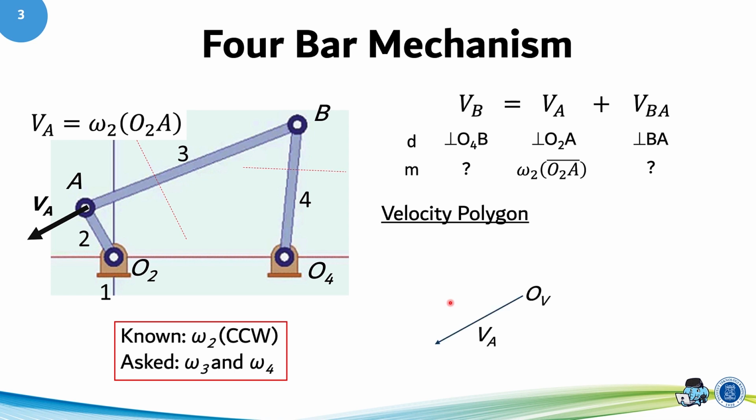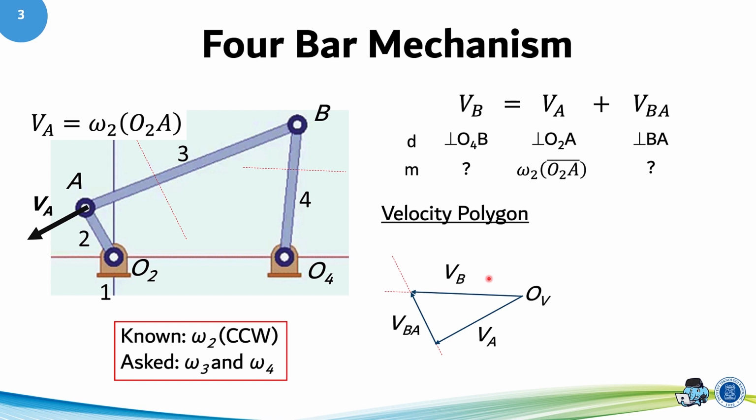First, we can start with the vector VA. So, this vector and also this vector are the same. Then, we continue to draw the direction of VBA. Then, we continue to the direction of VB. We see that there is an intersection. From there, we can know the magnitude of VB and VBA. So, this is the vector of VBA, and then this is the vector of VB.